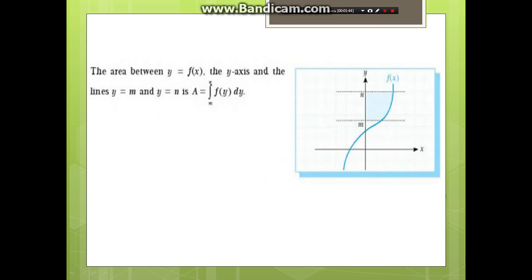The area between the function y is f of x, the y-axis, and the lines y is m and y is n, capital A, is the integral from m to n of f of y dy.